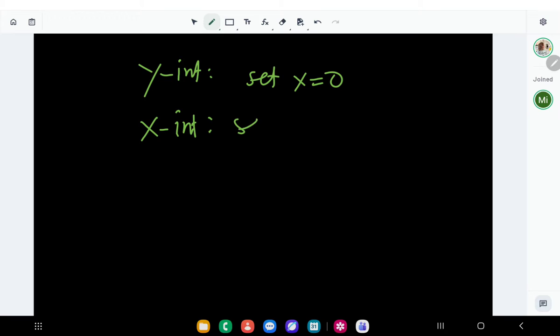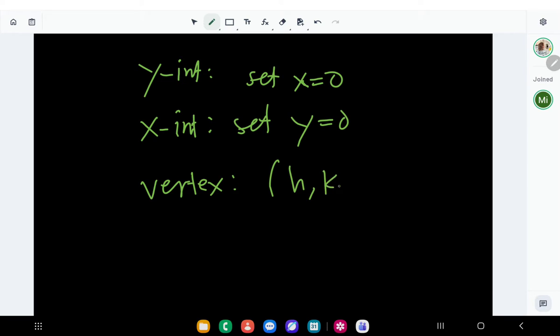Then, okay, I think we did this. Domain of the graph, y-intercept. Remember that? For the y-intercept, set x equals 0, right? For the x-intercept, set y equals 0. Domain. Vertex is included, right?